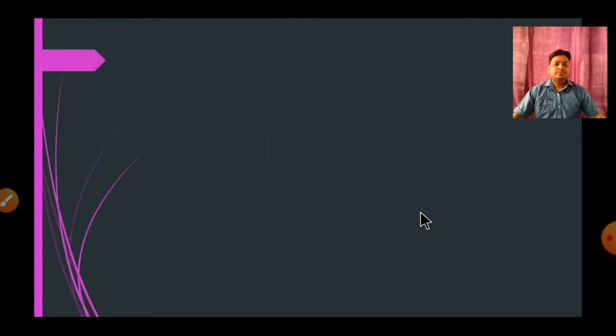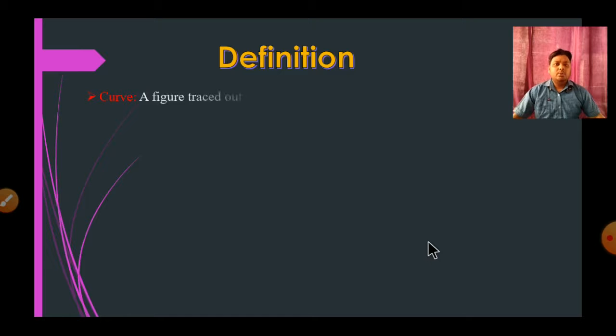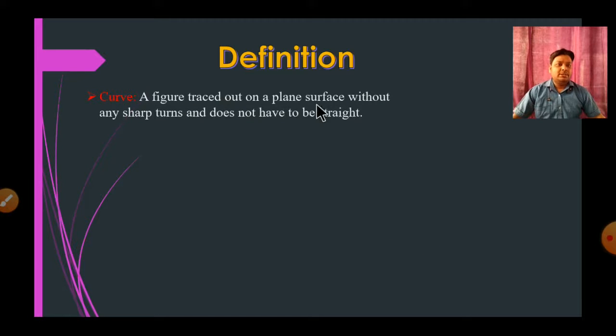Now, at first, we will start with the definitions. What is a curve? A figure traced out on a plane surface without any sharp turns, which does not have to be straight, is called a curve. Here you can see this design, it is also called a curve. This design is also called a curve.